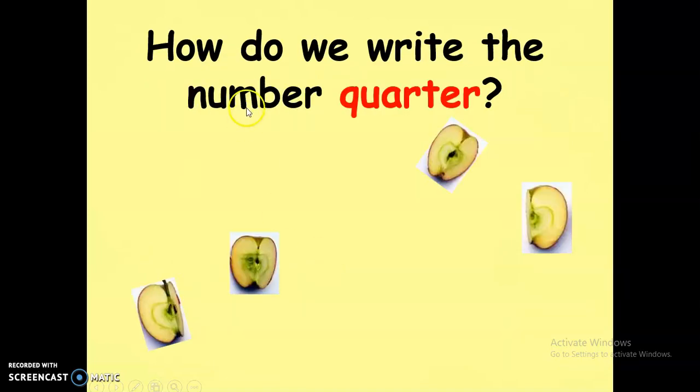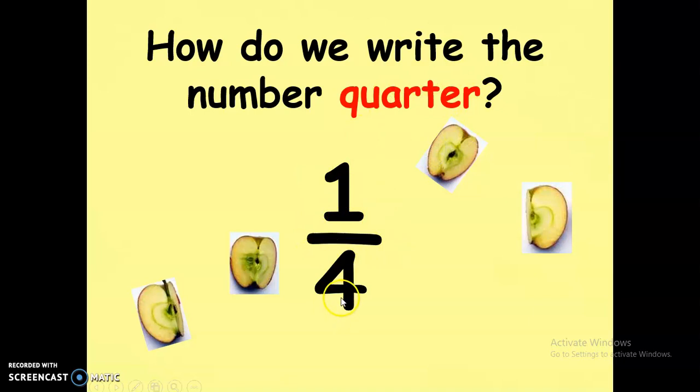Very good. Now, how do we write the number quarter? Now that we have the four pieces, 1, 2, 3, 4, four pieces of the quarter. It's four parts. Now, how do we write this number, a quarter? Great. It is 1 over 4.